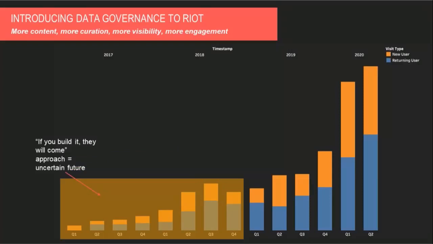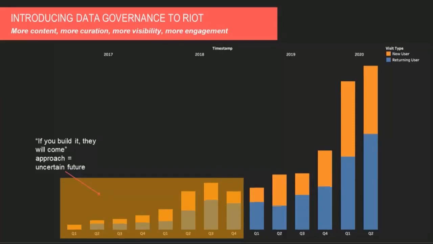So you might be asking, okay, what did we do different? What changed? With that, I'm actually going to hand it over to my colleague, Michael Leslie, who's going to explain a bit about what we did and what we're doing now with both non-invasive governance and Alation.